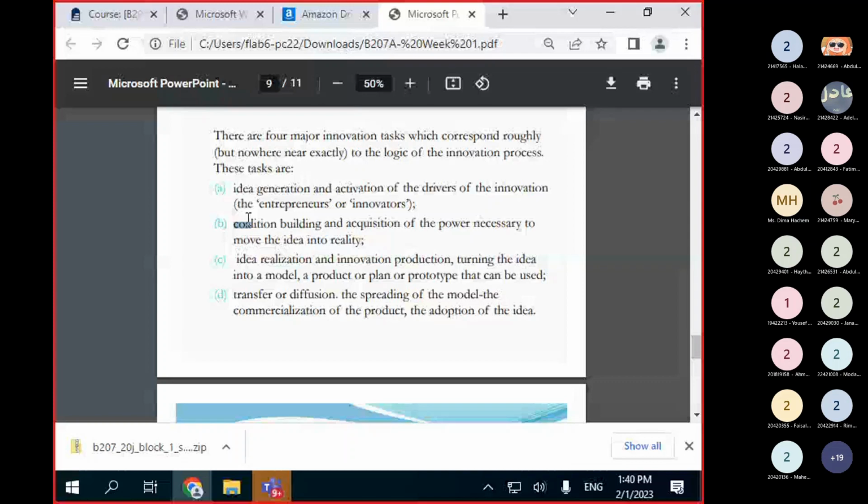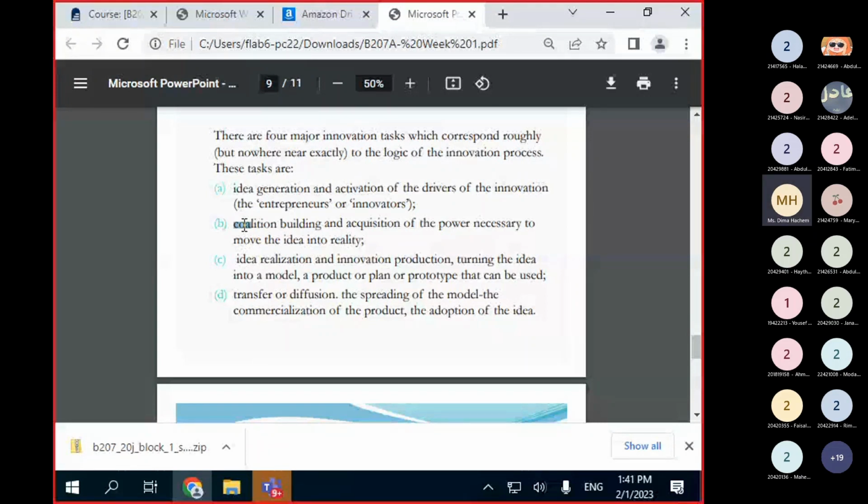I forgot the name in Arabic. Coalition, يعني تحالف. تحالف, yes. تحالف, exactly. تحالف is you need support from other places of the organization where they support your idea. So you need this push for your idea to pass.